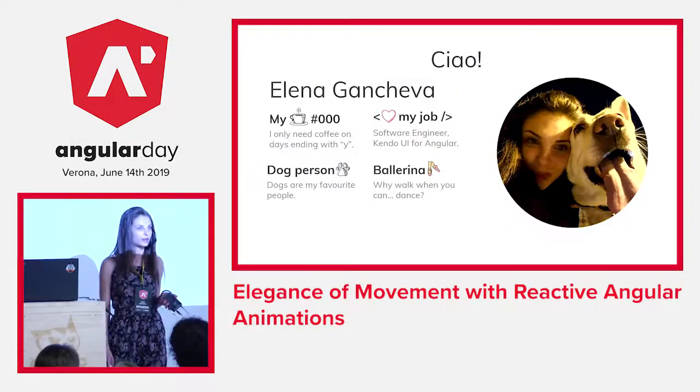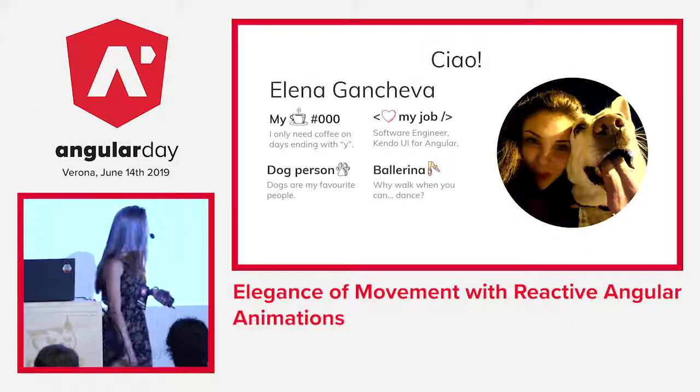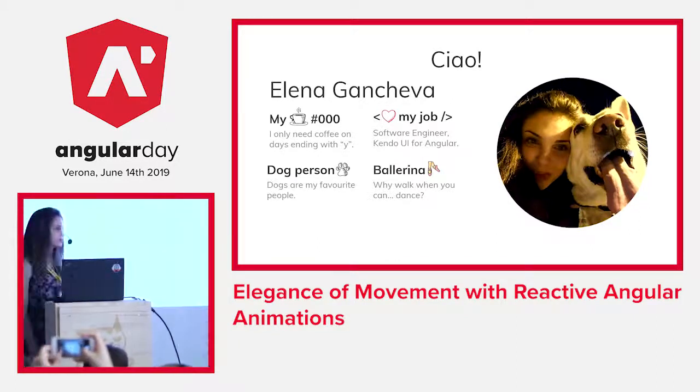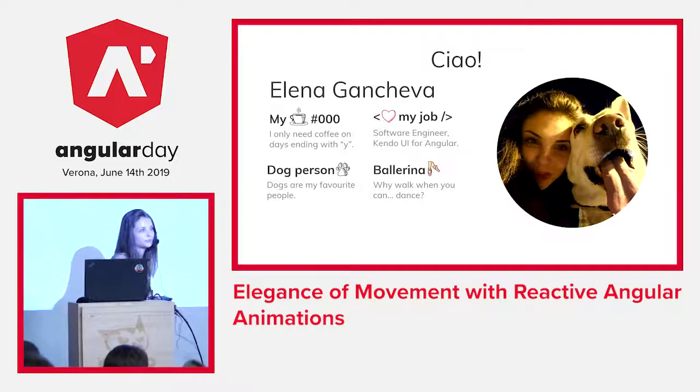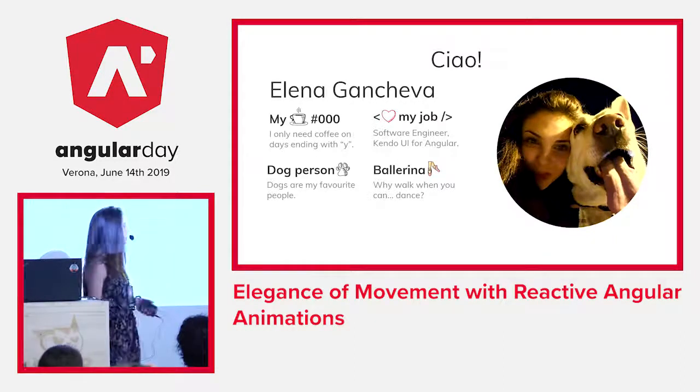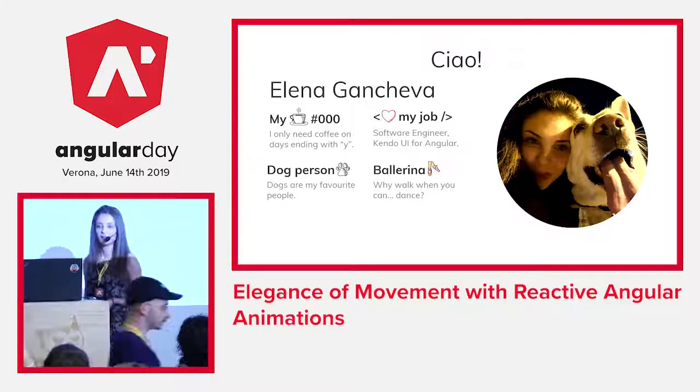My name is Elena Gancheva, and I work as a software developer at Kendo UI for Angular. And what we do at the Kendo Angular team is delivering pure Angular components, which are highly performant and let you take full advantage of Angular framework capabilities. So I love my job.